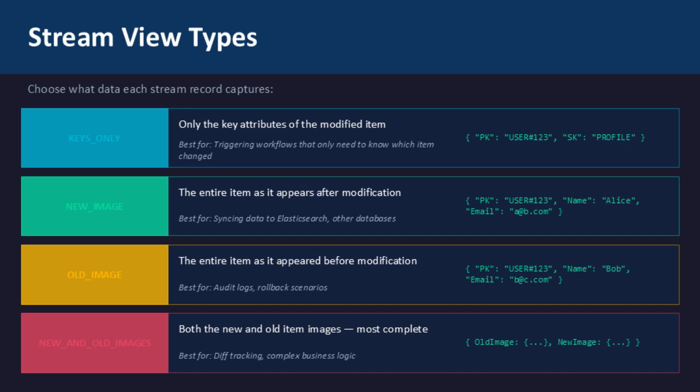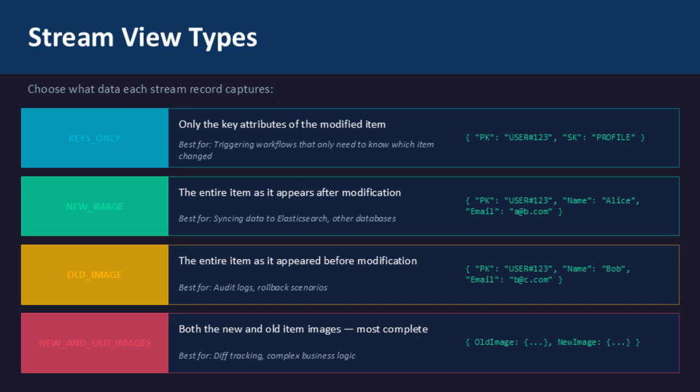Next is new image. This gives you the entire item as it looks after the change. Perfect for syncing data to a search index like Elasticsearch. Then there's old image. The entire item as it looked before the change. This is your audit log. Great for rollback scenarios. And finally, the most complete one, new and old images. You get both the before and after state.